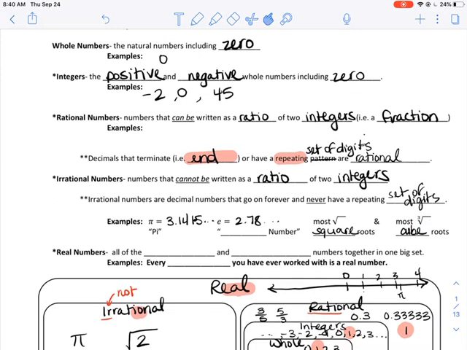And then remember that the real numbers are all of the rational and all the irrational together in one big set, one big happy family. So every number you have ever worked with is called a real number.